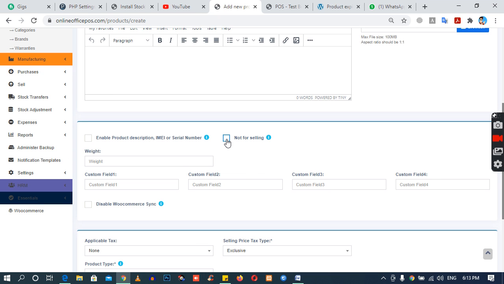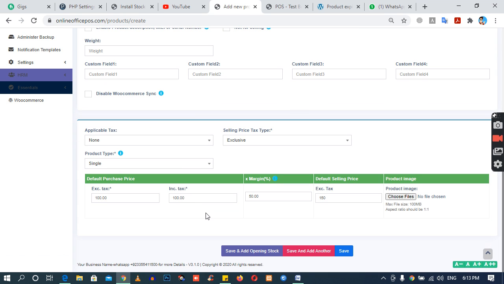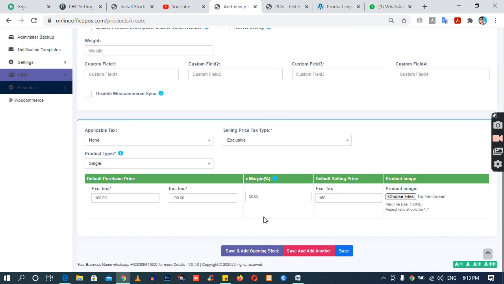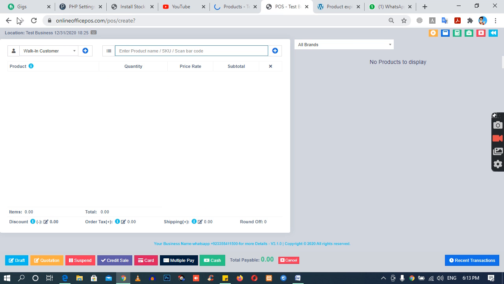This is a product. If you want to sell this product individually and also want to create a production, then you have to leave this product open, and then it comes on the billing screen. If you click here, not for selling, it means this item is only used for production, not for individual selling. For example, if I save it, it comes here. Look at it, the product is present.